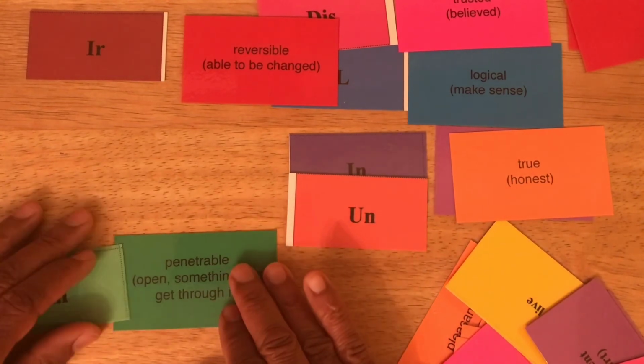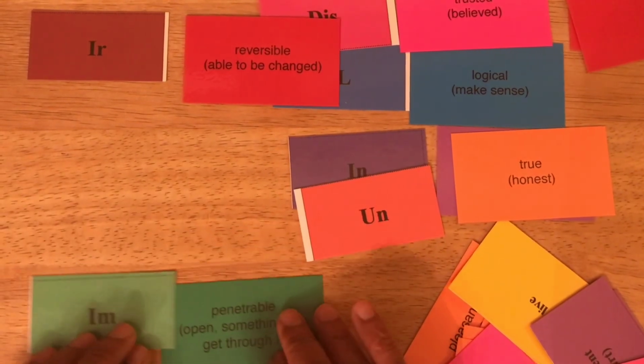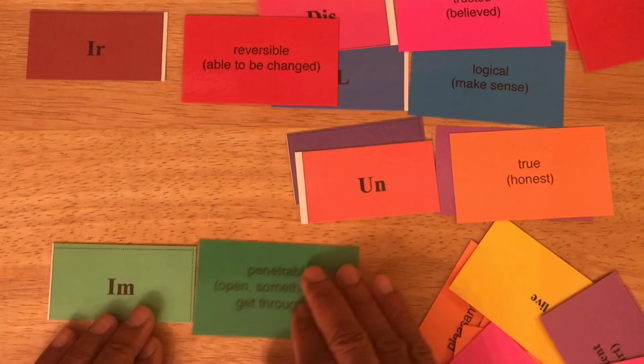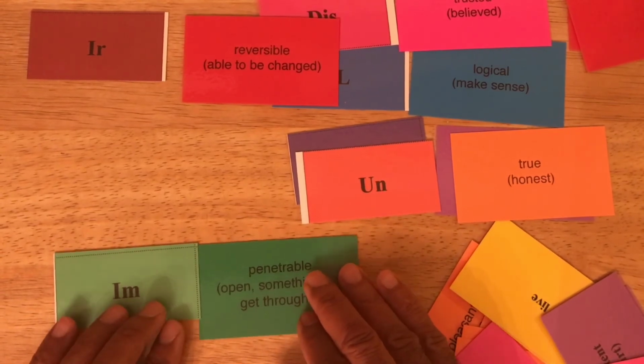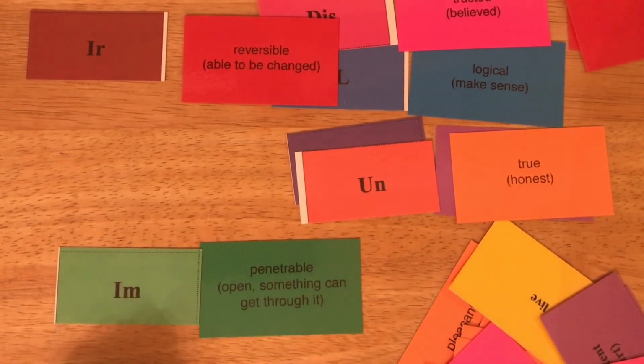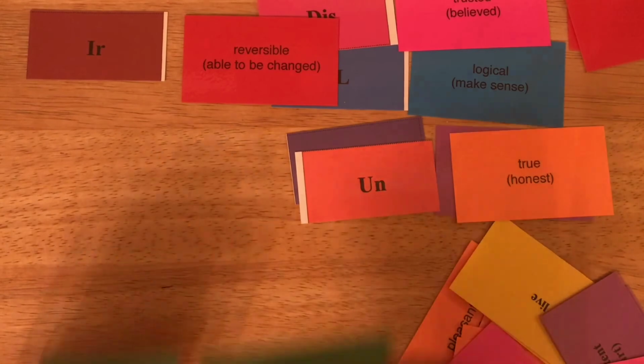Oh, let's change that though. Impenetrable. Superman's armor, his cloak, his uniform, whatever you call it, his costume is impenetrable. Even bullets can't go through that. So you see now I've made a new word, and I'm going to put my word to the side.